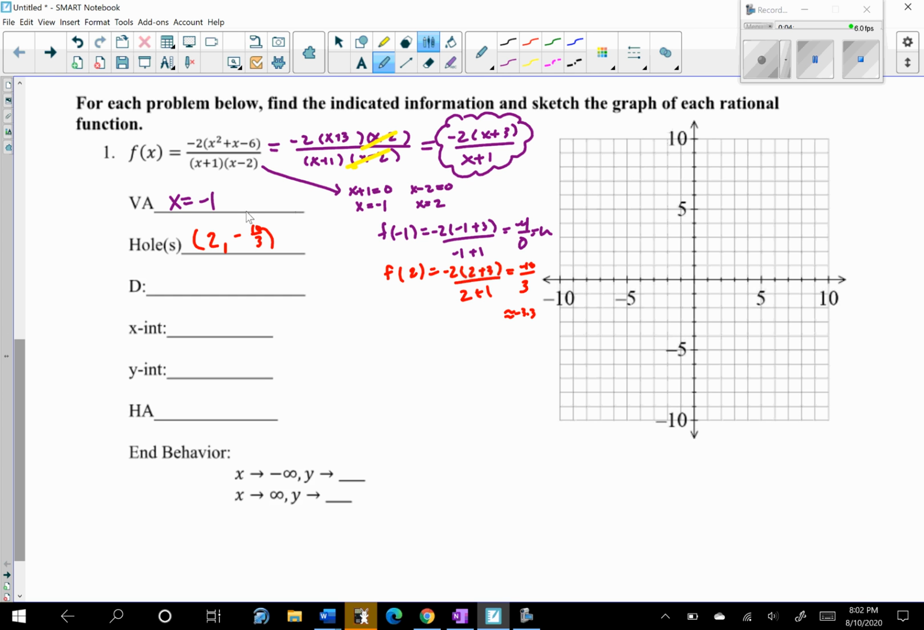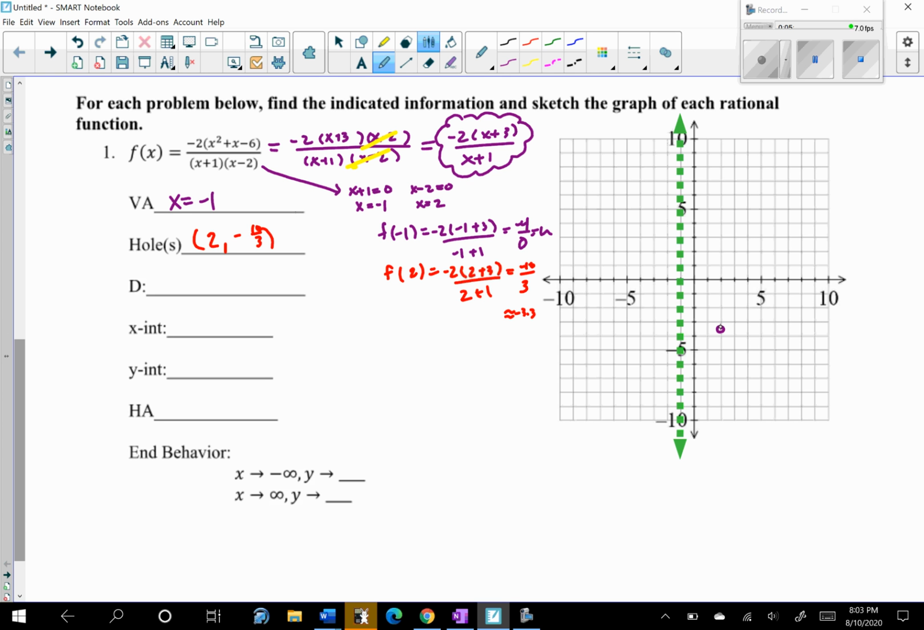Now that I know the vertical asymptotes versus holes, I can go ahead and put this on my graph. We have a vertical asymptote at x equals -1, so I can go ahead and graph that. And I know that I have a hole at 2, negative 10 thirds, which is negative 3.3, so somewhere about there.